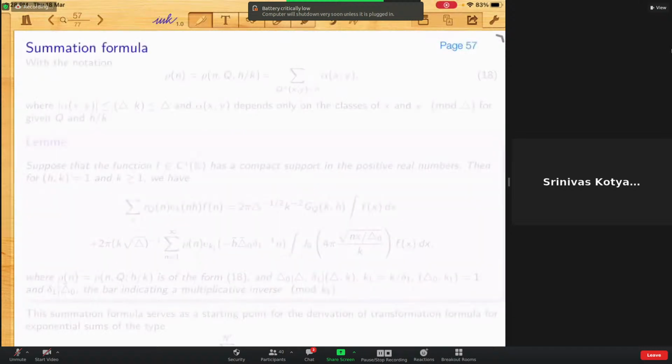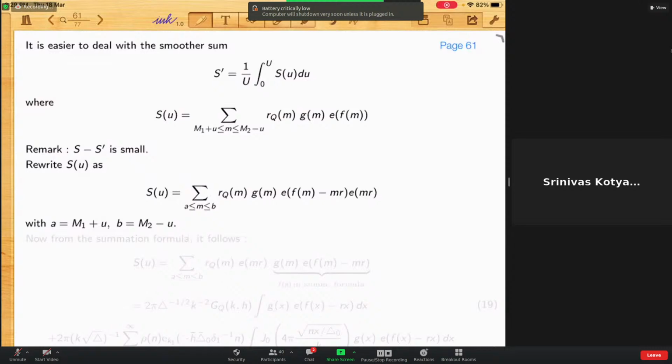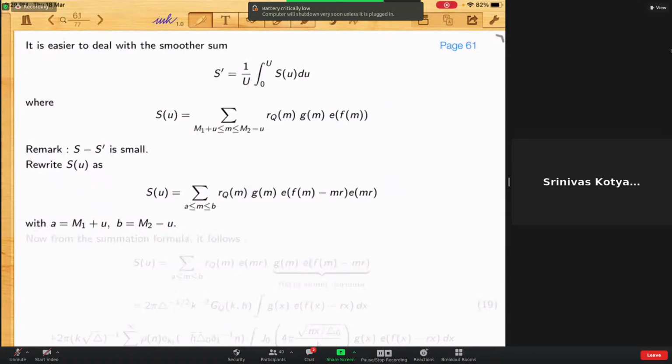Once we have a summation formula, then in our case, we get the sum of Rqn e(kn/h) f(n) to be of this form, where J naught is a Bessel function. Okay. So this summation formula serves as a starting point for the derivation of a transformation formula for exponential sums. So the exponential sums in question are transformed now by using this summation formula. Now, instead of applying it directly to this sum S, it is advisable to use a smoothing version of this. Namely, 1 by U, integral from 0 to U, of S_u(t), where S_u is this.